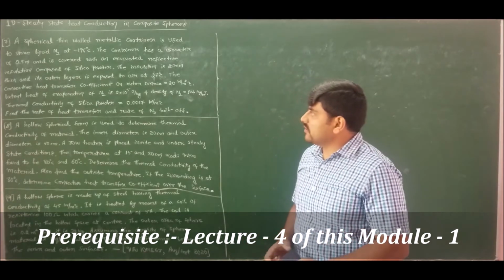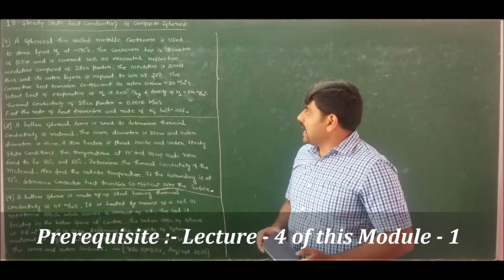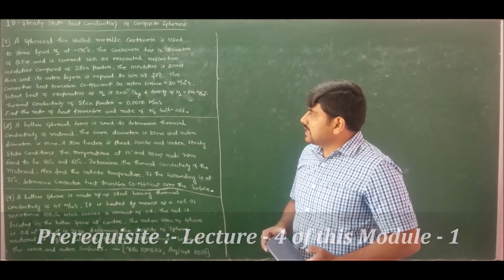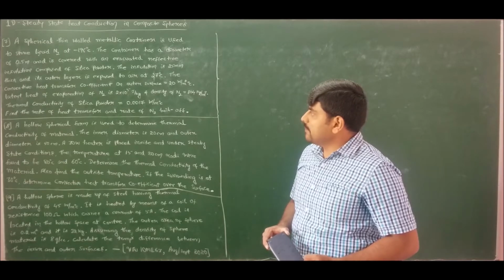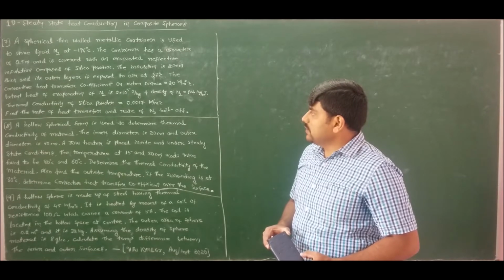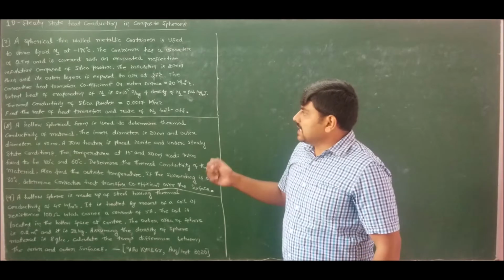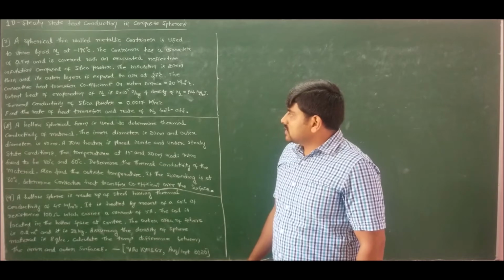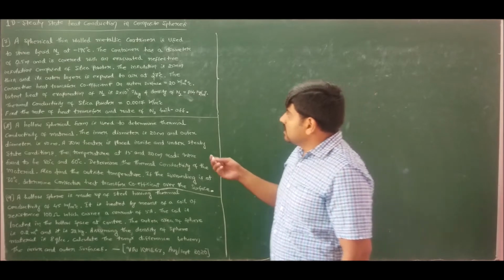Latent heat of evaporation of liquid nitrogen is 2 into 10 to the power of 5 joules per kg and density of liquid nitrogen is 804 kg per meter cube. Thermal conductivity of silica powder is equal to 0.0017 watt per meter degree Celsius. Find the rate of heat transfer and rate of N2 boil off. That is asking us to determine the rate of heat transfer and mass flow rate of boiling. Now let us solve this problem.